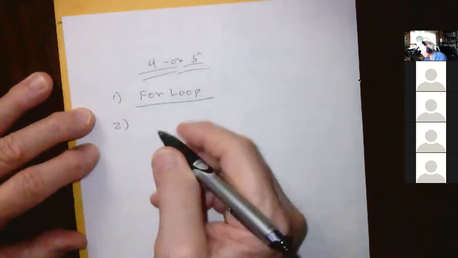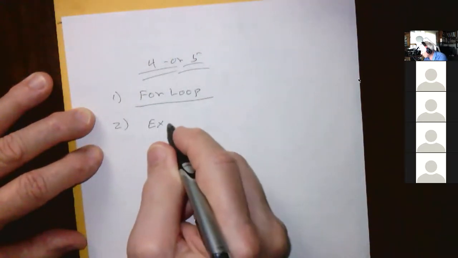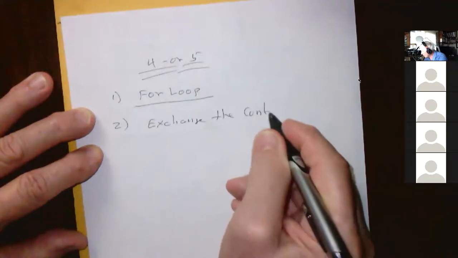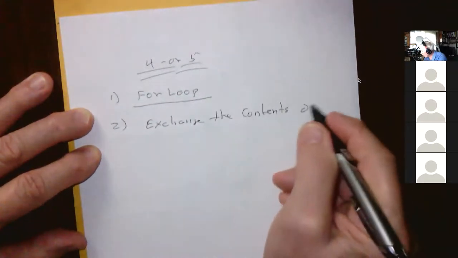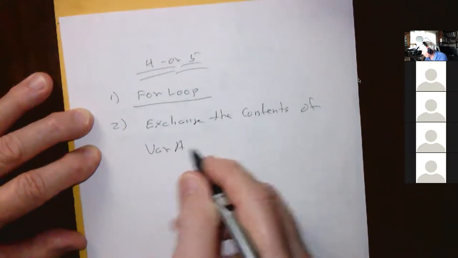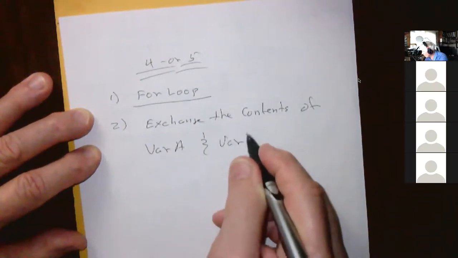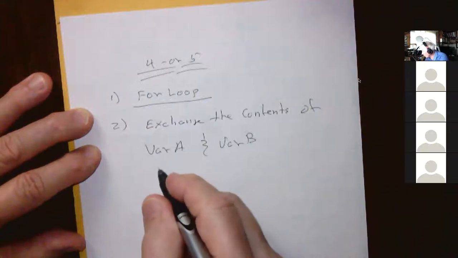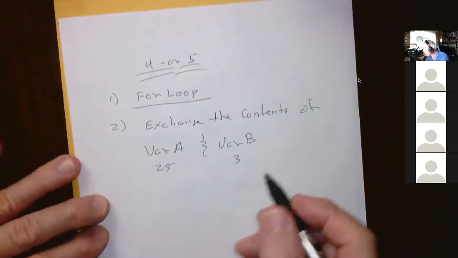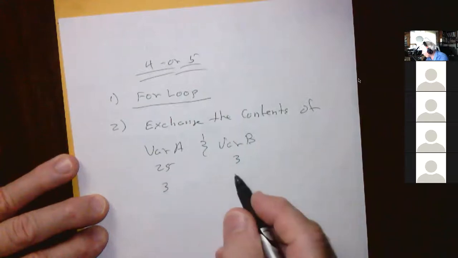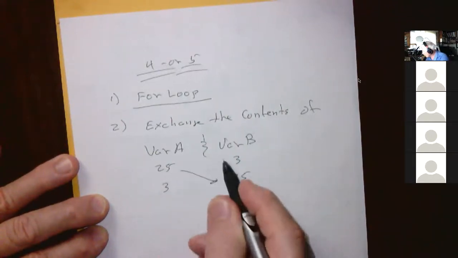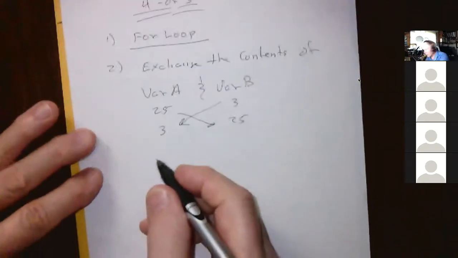The next one we're going to do is exchange the contents of, say we have two variables, variable A and variable B. Let's say we wrote 25 into A and we wrote 3 into B. After your program, you would have 3 in A and 25 in B. So we're going to just switch them like this. We're going to write that program.